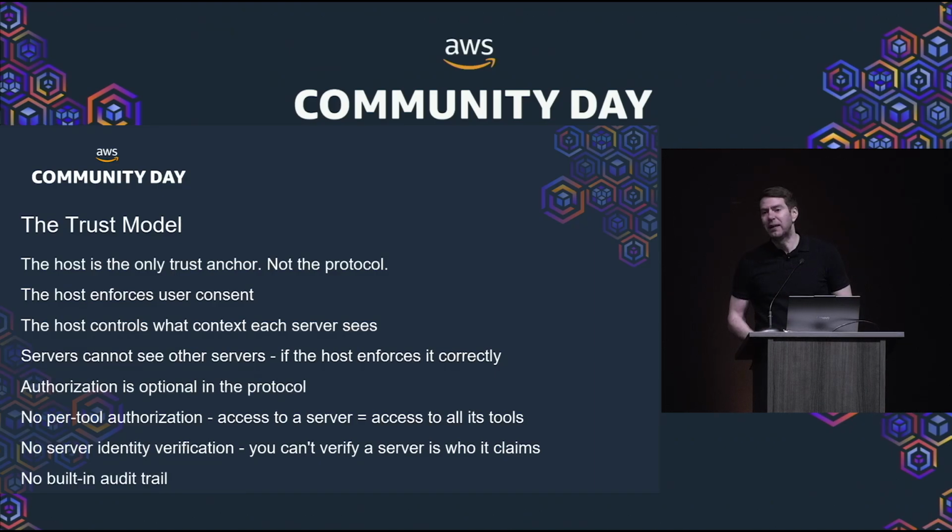There's also no built-in audit trail in the protocol. The protocol has no mechanism to record which tools were called, with what arguments, and why the model chose to call those specific ones. So the protocol basically trusts nothing. But most implementations of it trust everything. And that gap is where every attack that I'm going to talk about lives today.